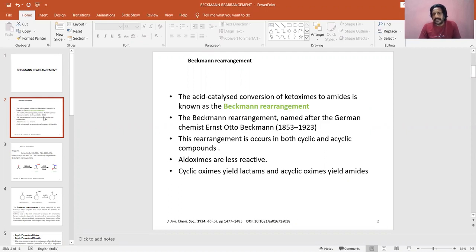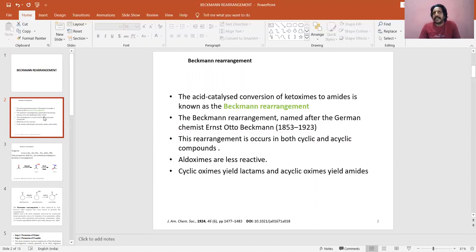This reaction is named the Beckmann rearrangement after the scientist Ernst Otto Beckmann. This particular reaction involves the conversion of ketones to ketoximes. Later, these ketoximes will be converted into amides. Amide means the RCONH group. This reaction is mainly used for ketones because aldehydes or aldoximes are less reactive to this reaction. And one more thing, this reaction is applicable to both cyclic ketones and acyclic ketones.